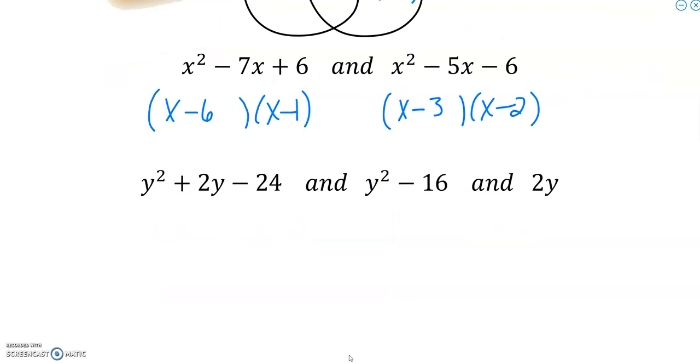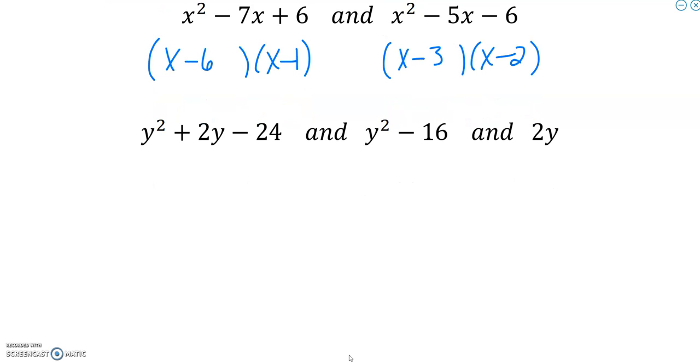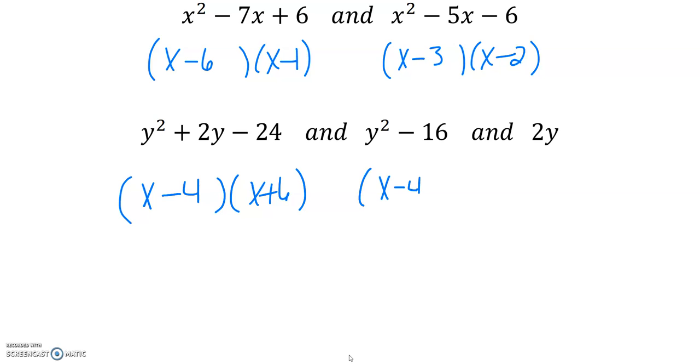Let's take a look at the next one. What's the least common multiple of these two? So let's factor them out. What multiplies to negative 24 and adds to 2? It's going to be 6 and 4. So x minus 4 and x plus 6 gives us negative 24 and adds to positive 2. And then this is the difference of squares, so we have x minus 4 and x plus 4.